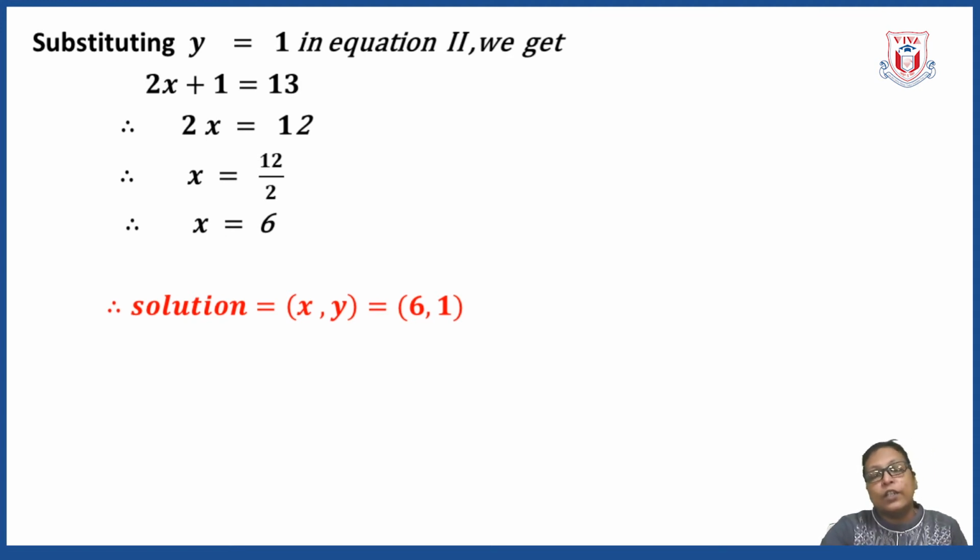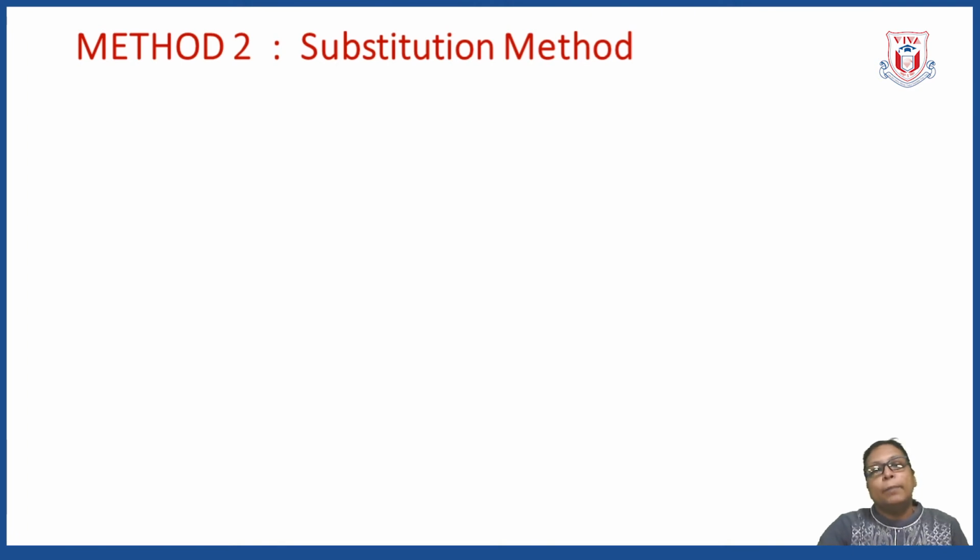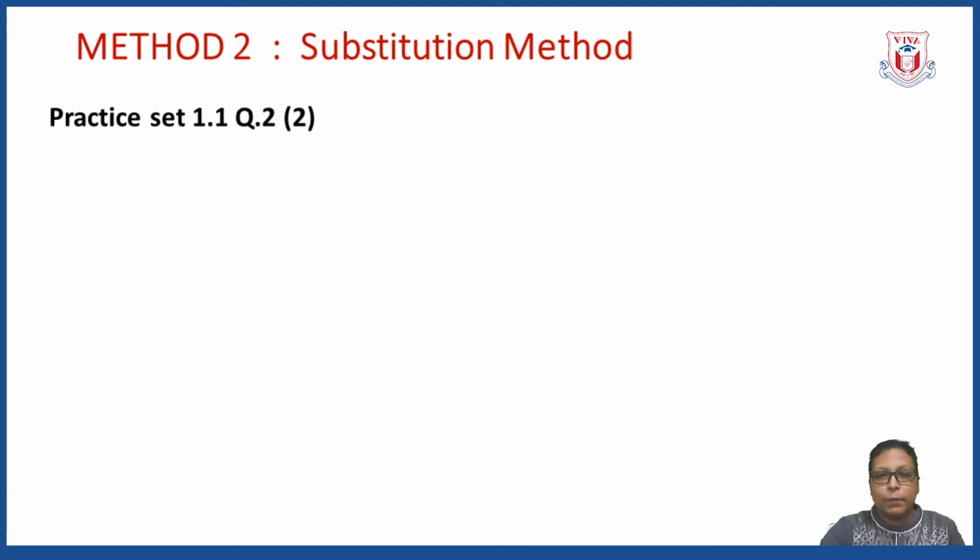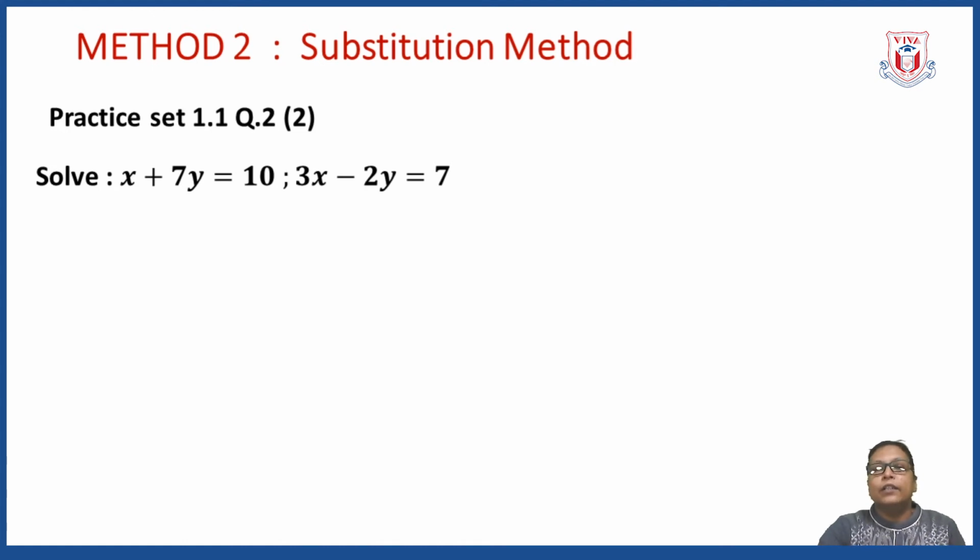Now let us go for the second method, that is the substitution method. For that also I have taken one example. Okay, so method 2, substitution method. Here also we will solve this by using one example. From practice set 1.1, question number 2, I have taken sub question number 2 for this particular method. The question is, solve x plus 7y is equal to 10 and 3x minus 2y is equal to 7. As you know, the very first step is to number the equations.